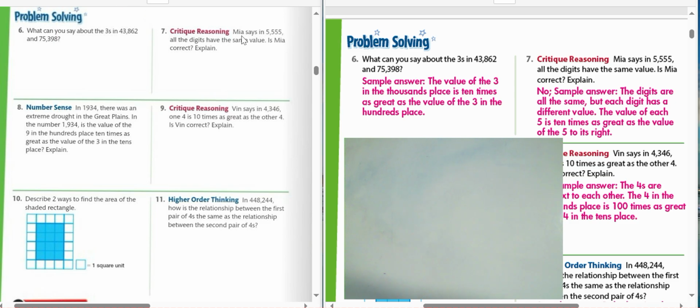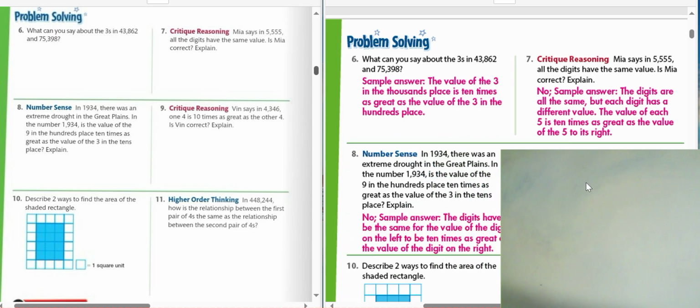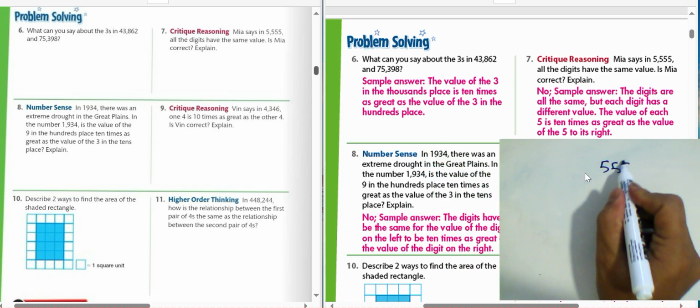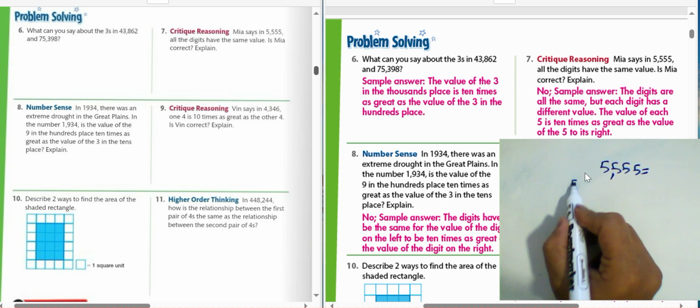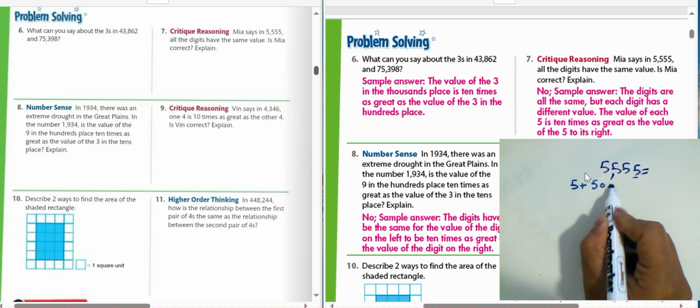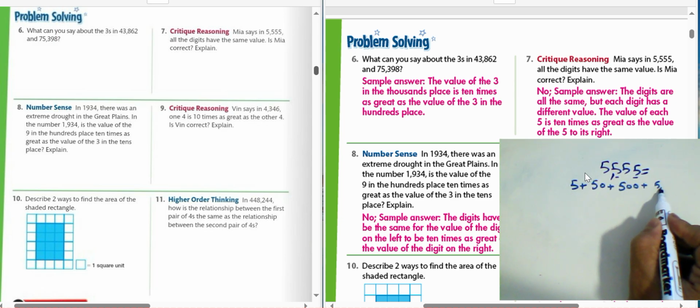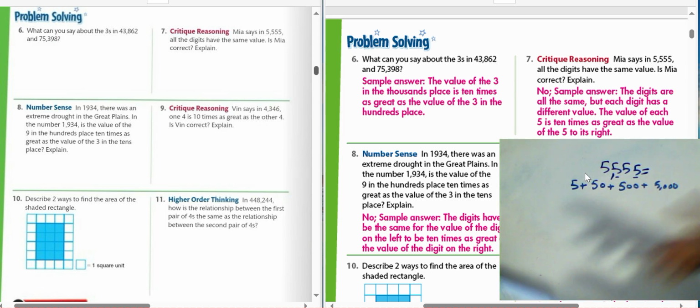Critical reasoning. Mike says in 5,555 all the digits have the same value. Am I correct? No, because the value of each digit is different. Like 5 in the ones place is 5, and like this we can write the expanded form of the number: 5 in the ones, 5 in the tens, 5 in the hundreds, and 5 in the thousands place. The digits are all the same, but each digit has a different value, and the value of each 5 here is 10 times as great as the value of the 5 to its right.